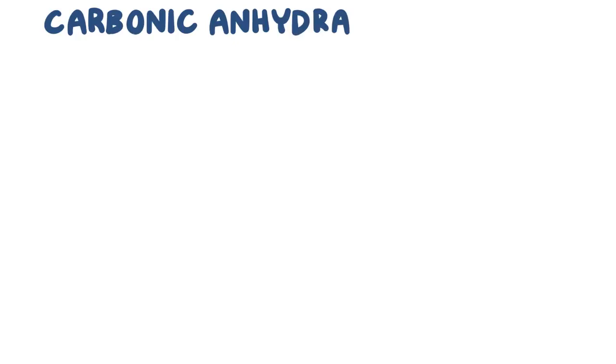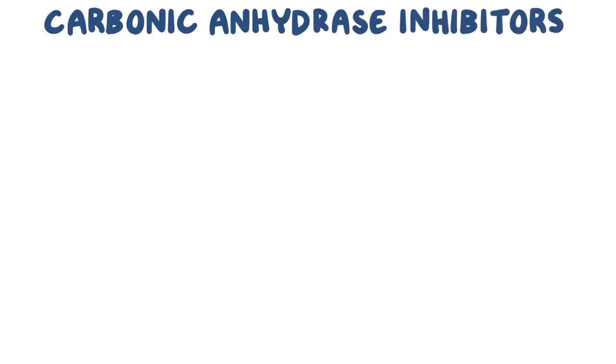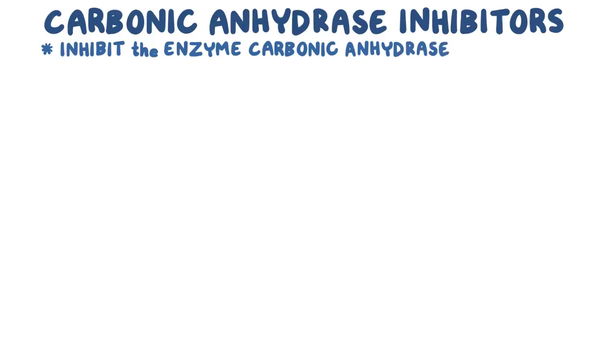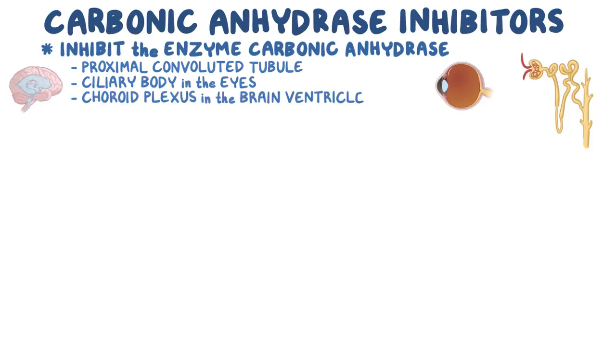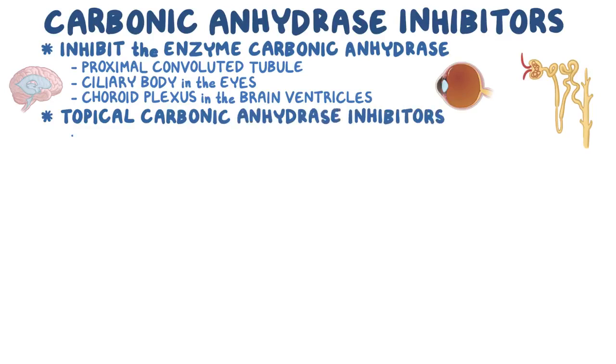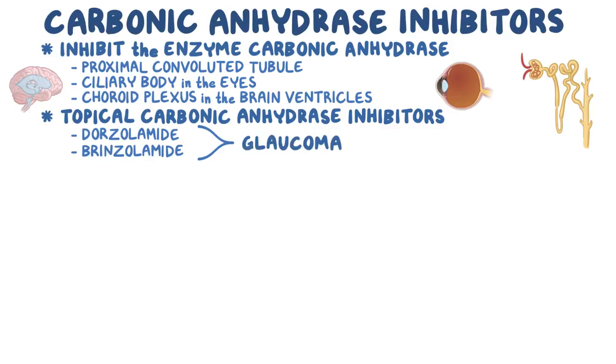Alright, as a quick recap. Carbonic anhydrase inhibitors are a class of medications that act by inhibiting the enzyme carbonic anhydrase. Carbonic anhydrase can be found in epithelial cells that line the proximal convoluted tubule of the kidney, as well as those lining the ciliary body in the eyes, and the choroid plexus in the brain ventricles. Topical carbonic anhydrase inhibitors, such as dorzolamide and brinzolamide, are used in the treatment of glaucoma.